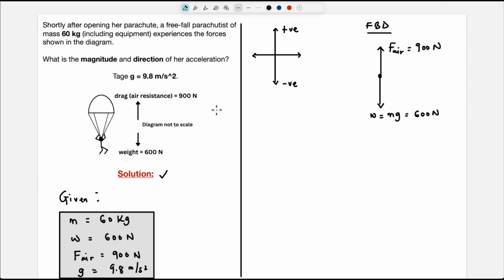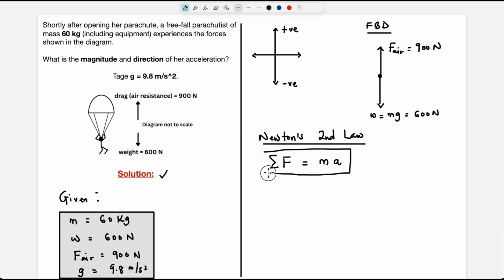Okay, so to do this, we need to apply Newton's second law. And what does this law say? It says the net force, that is the sum of all forces acting on this parachutist, so sum of all the forces is equal to the mass of the parachutist times acceleration of the parachutist. That is Newton's second law, and we are going to use this law to solve for the magnitude and direction of the acceleration.